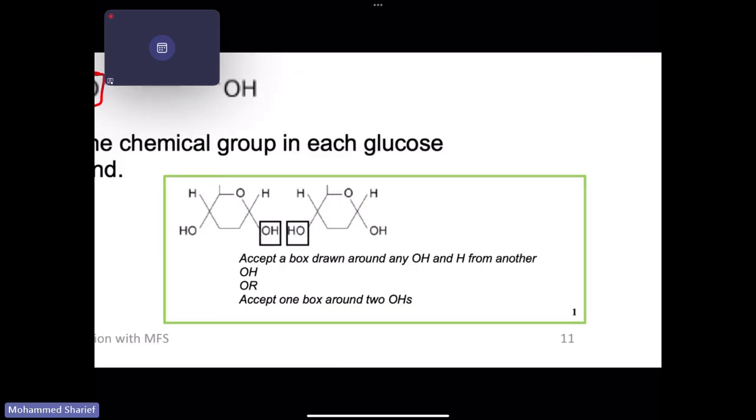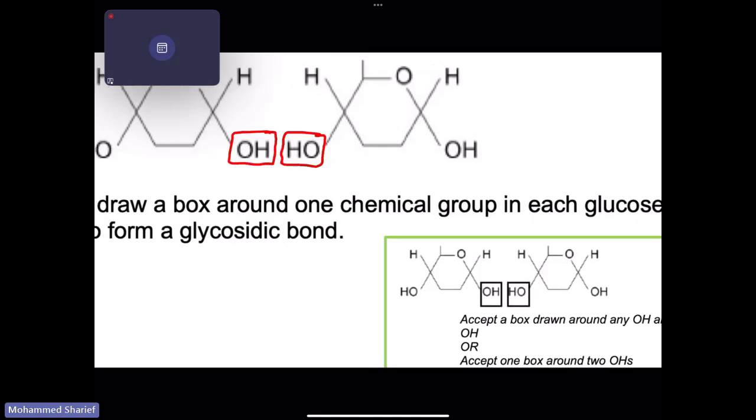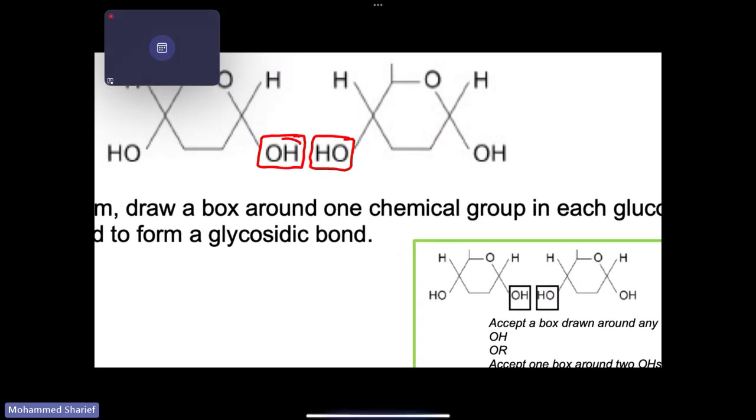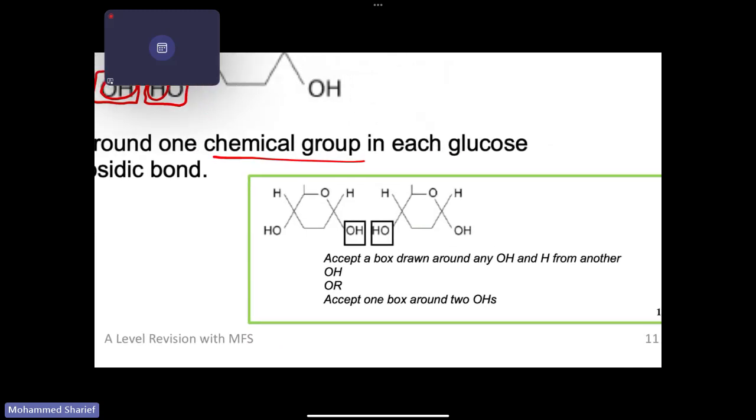Here's what the mock scheme says. Again, OH, OH. It does say accept a box drawn around any OH and H from another OH. So ideally, it was saying maybe you could have drawn this and this as well. But just to be safe, it says chemical group, and H is not really a chemical group. That's why I drew a box around both OHs.